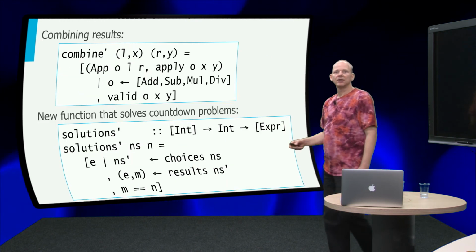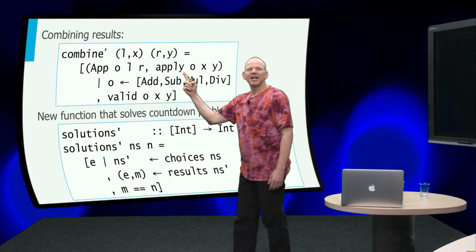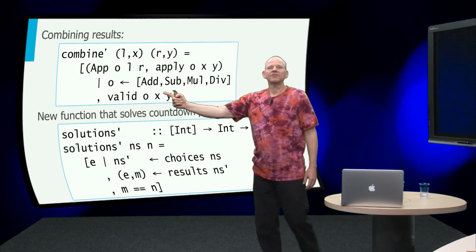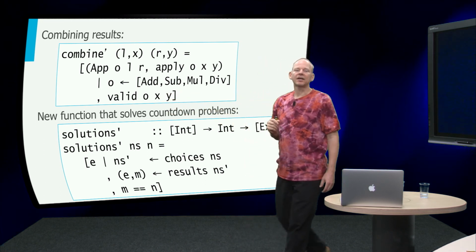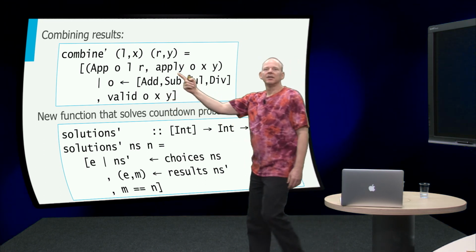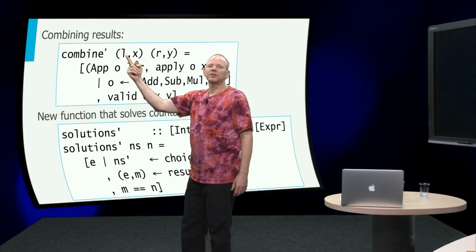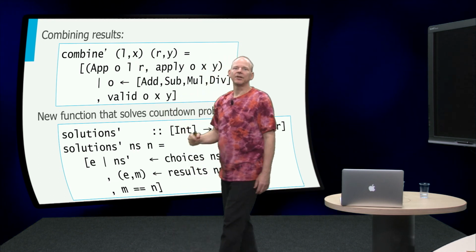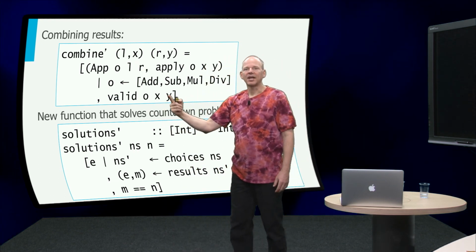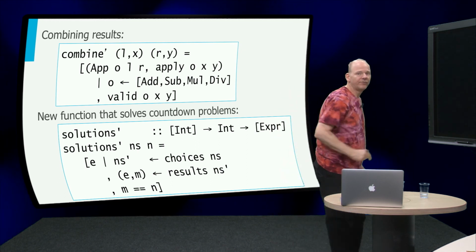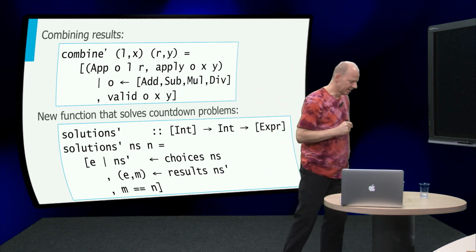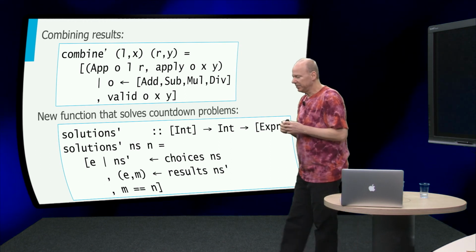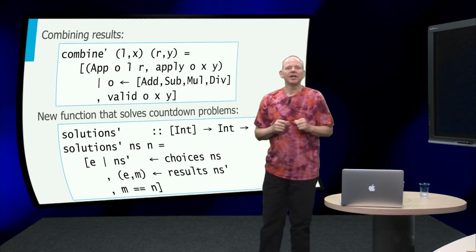So here is combine. It's exactly the same as our previous combine function, except that now we also check whether the results are valid. And you see that we can do that because we are now carrying around a pair of the expression and its value. That allows us to check here whether the result is valid as we are generating these new expressions. So it's a small change, but it's quite dramatic.